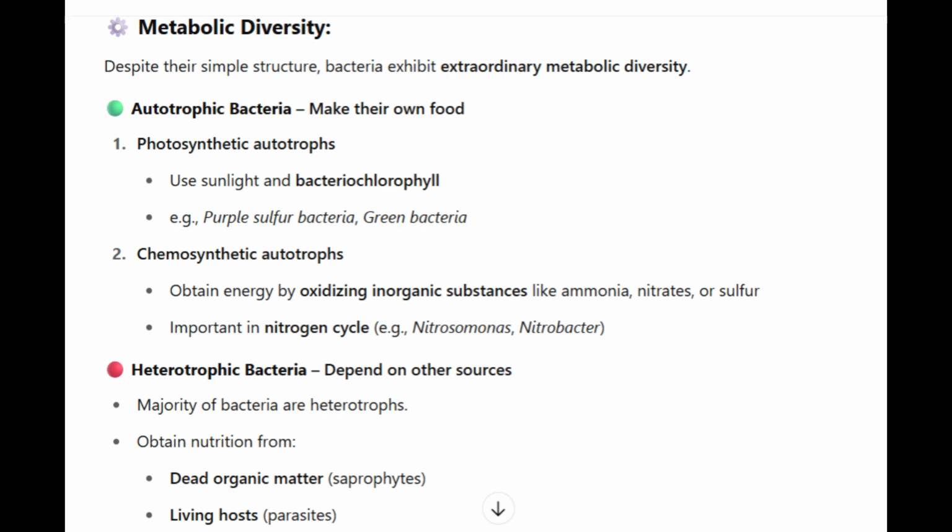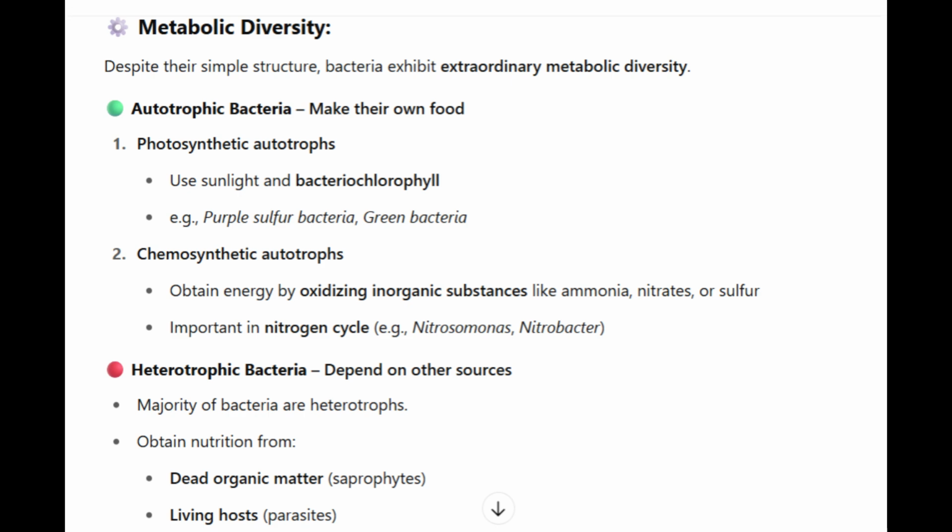Metabolic diversity. Despite their simple structure, bacteria exhibit extraordinary metabolic diversity. Autotrophic bacteria, they make their own food. 1. Photosynthetic autotrophs. They use sunlight and bacteria chlorophyll. For example, purple sulfur bacteria, green bacteria. 2. Chemosynthetic autotrophs. They obtain energy by oxidizing inorganic substances like ammonia, nitrates, or sulfur. These are important in nitrogen cycle, for example bacteria like Nitrosomonas and Nitrobacter.